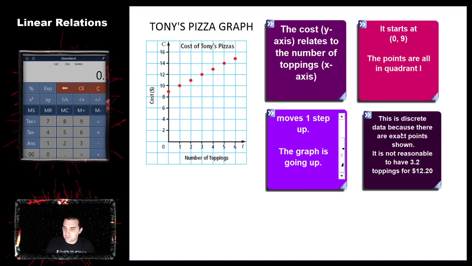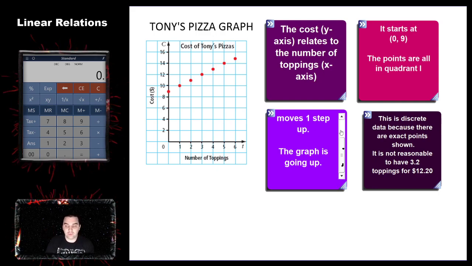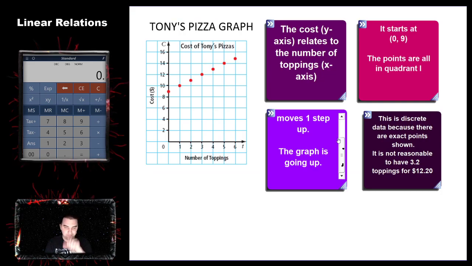Anyway, so this is discrete data because exact points are shown. It is not reasonable to have, for example, 3.2 toppings for $12.20. Okay. Oops, I went backwards. What am I doing? Okay, here we go.